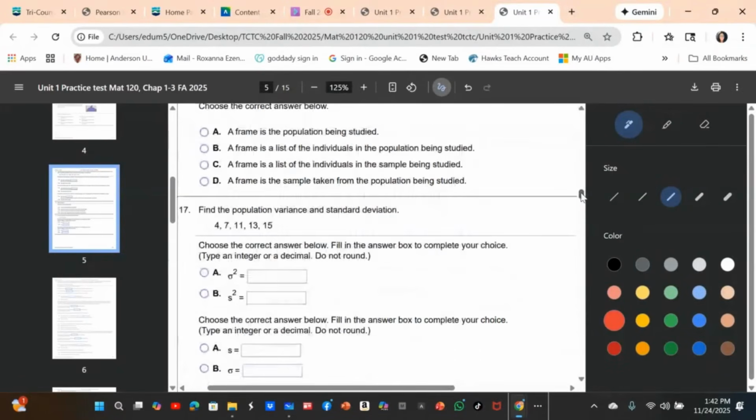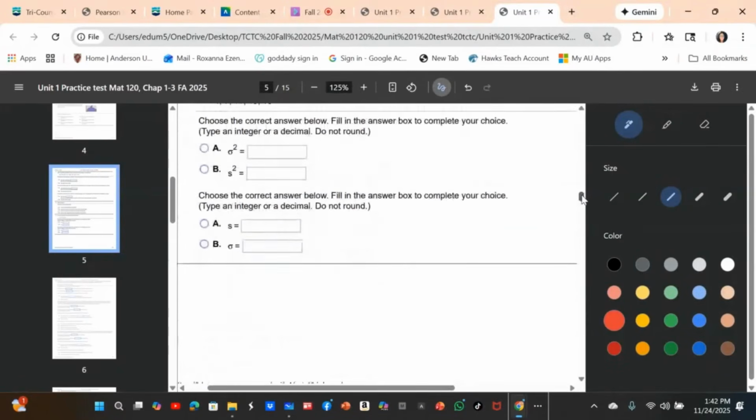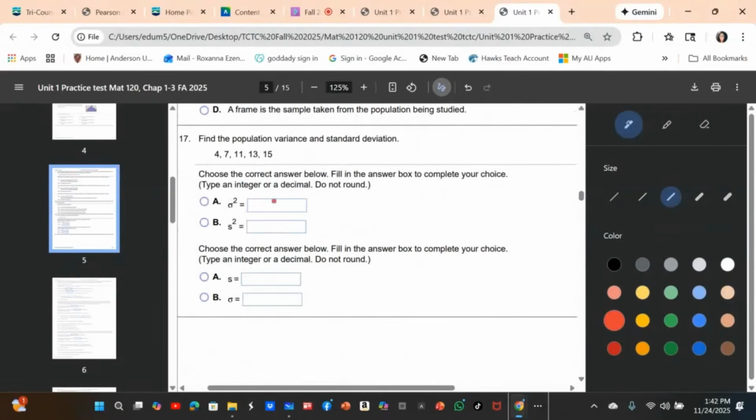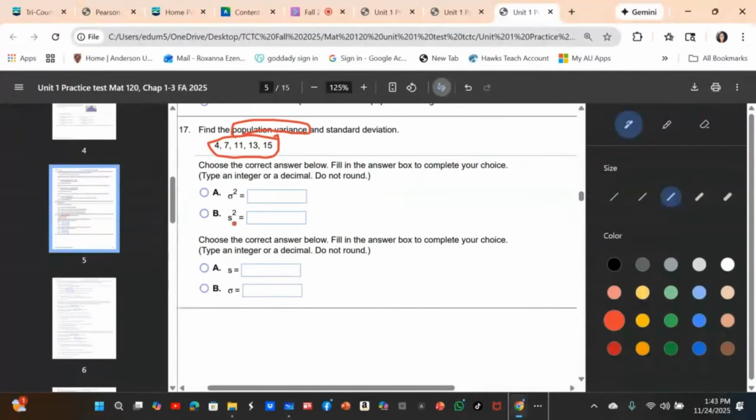Okay, find the population variance. This question is just like the one we did before, but the difference is that you're told to find the population variance. So you got to be careful because this question is about a population. When you finish the calculation, you are looking for population variance, not sample. And you're also told to find the population standard deviation, not sample standard deviation.